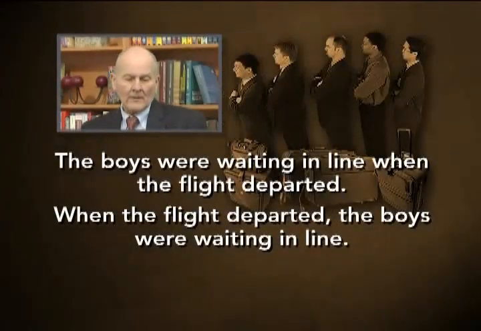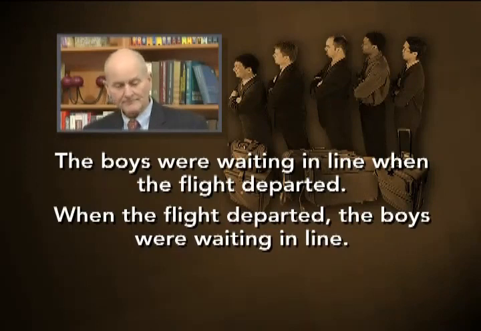We began studying these types of sentences in the last lesson. Look at the two sentences in the graphic. Both sentences contain the same clauses. The boys were waiting in line when the flight departed. When the flight departed, the boys were waiting in line. Both sentences are correct. Each contains a past continuous verb form, were waiting, and each contains a past verb form, departed. Only the sequence of the clauses is different in each sentence.